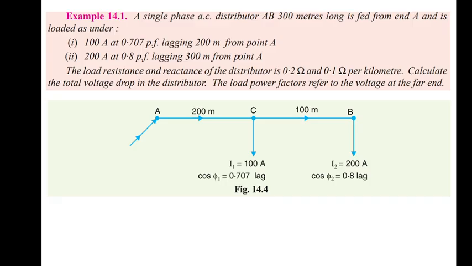The distributor has both resistance and reactance, which contribute to voltage drops along the line. This example is used to analyze how current distribution, power factor, and line impedance affect the total voltage drop, especially at the far end of the distributor. So understanding such cases is essential for accurate voltage regulation and proper design of distribution systems.